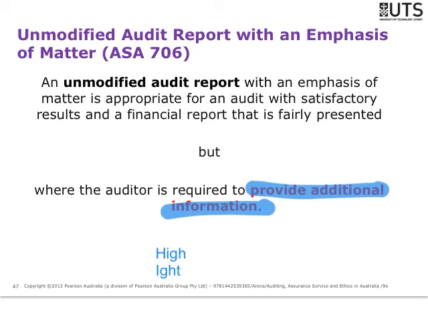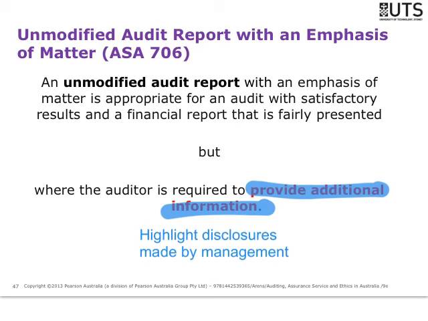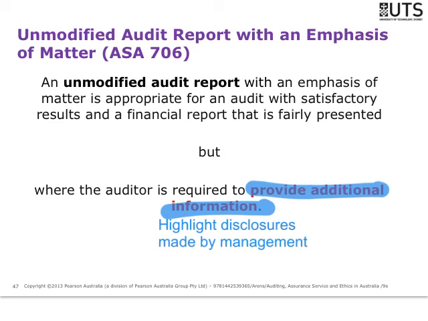Meaning we want to highlight disclosures made by management. Meaning management have talked about their going concern issue. Management have admitted that we have a huge debt facility that we may not be able to service, so they say that in the financial statements. If the auditor thinks that is very important to shareholders, they will say, refer to management's discussion about the going concern. We contrast this against a qualified opinion where management refused to disclose this.